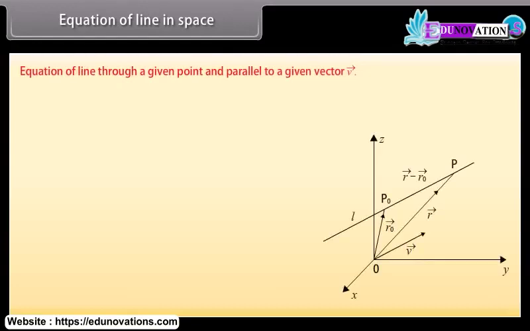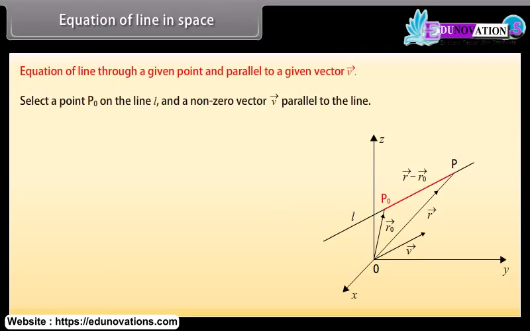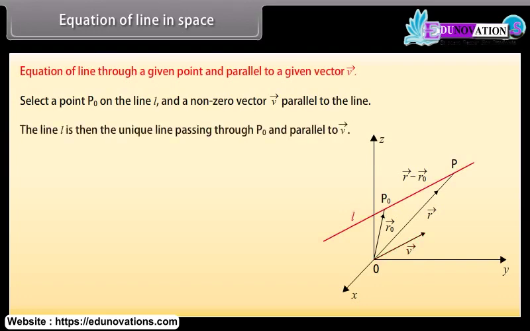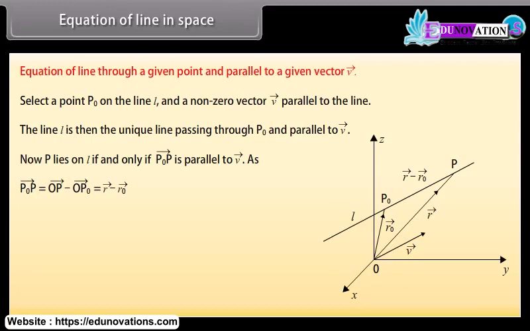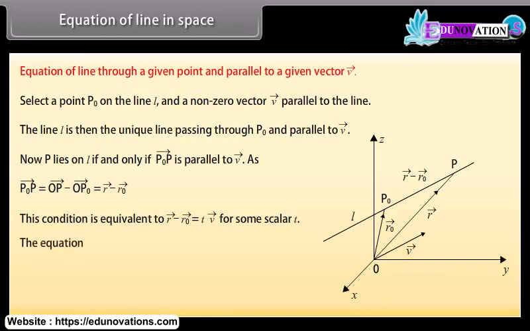Equation of line in space. Equation of line through a given point and parallel to a given vector V. Select a point P0 on the line L, and a non-zero vector V parallel to the line. The line L is then the unique line passing through P0 and parallel to vector V. Now P lies on L if and only if vector P0P is parallel to vector V. As vector P0P is equal to vector OP minus vector OP0, which equals vector R minus vector R0, this condition is equivalent to vector R minus vector R0 equals T vector V for some scalar T. The equation vector R minus vector R0 equals T vector V is called a vector equation of the line L.